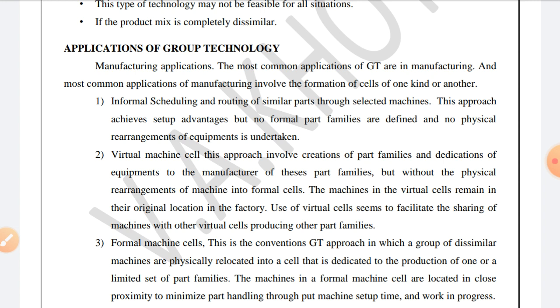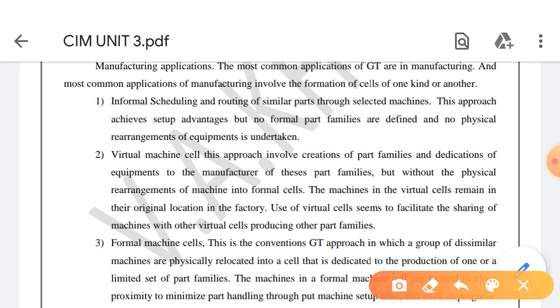Basically, the first main application of group technology is what we call informal scheduling and routing of similar parts through selected machines. What does informal scheduling mean? In a planning department, the flow of the process or path is already defined. But with the adoption of group technology, what happens?